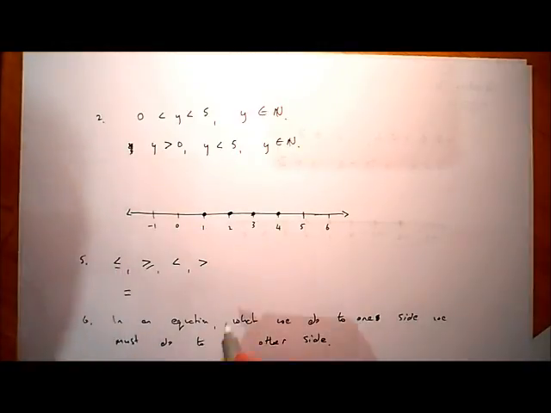So in an equation or in an inequality, what we do to one side of the equation or inequality, we must do to the other side. That's the golden rule of maths.